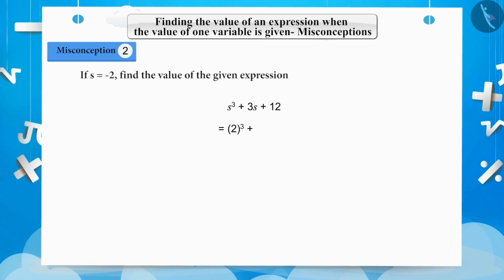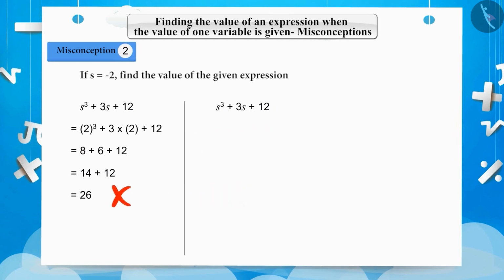2 cube plus 3 multiplied by 2 plus 12 is equal to 8 plus 6 plus 12 is equal to 14 plus 12 is equal to 26. The answer we get is 26 and it's incorrect. Let's now see what will be the correct solution.